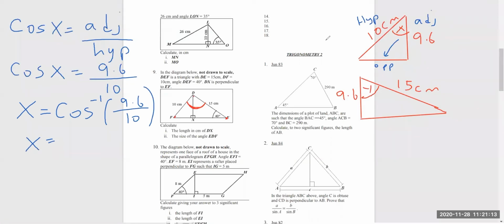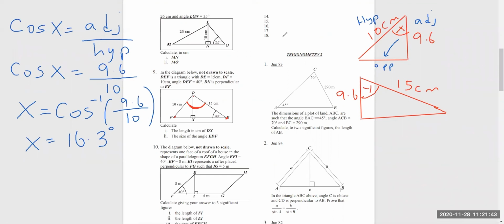Put cosine inverse on the calculator, and ensure that your calculator is in degrees. If you look on top, you'll see DEG. Press second function, cosine, open brackets, 9.6 divided by 10, close brackets. And what did we get? We got x is equal to 16.26, or you can round it off to 16.3 degrees. All right, so that's the value we got for x.